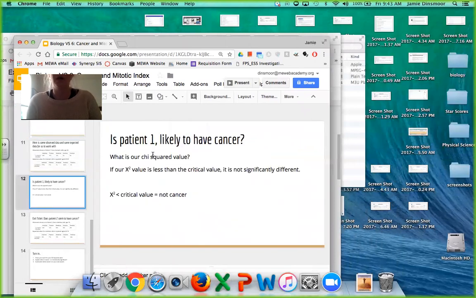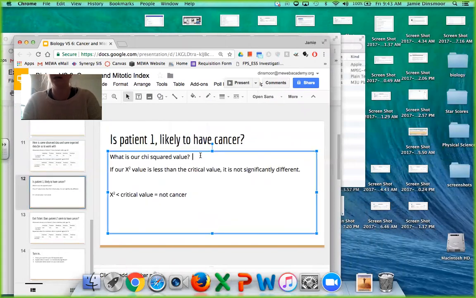So what that means is, what is our chi-squared value? Well, we got 97, and our critical value was 9.48, right? If x squared, what we got, is less than the critical value, it's not cancer. Well, we had the opposite. Our x squared was greater than the critical value, which means that person most likely has cancer.